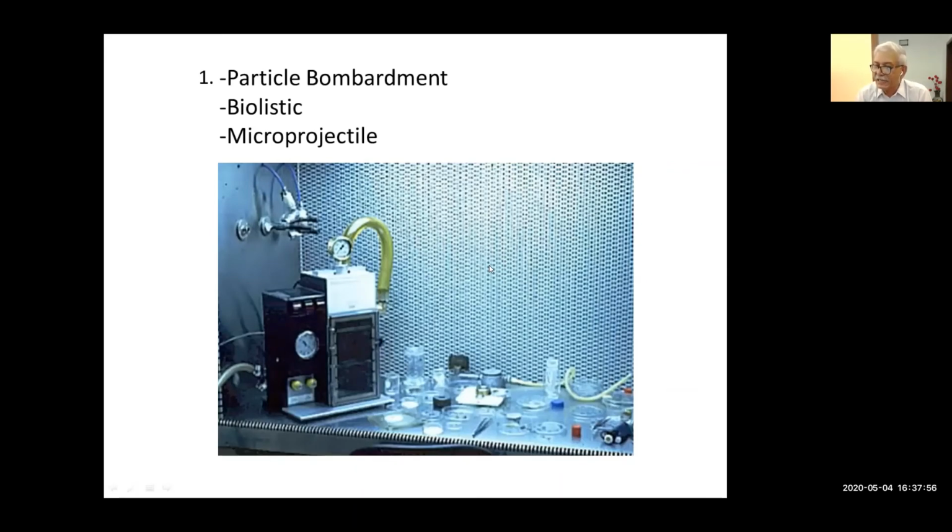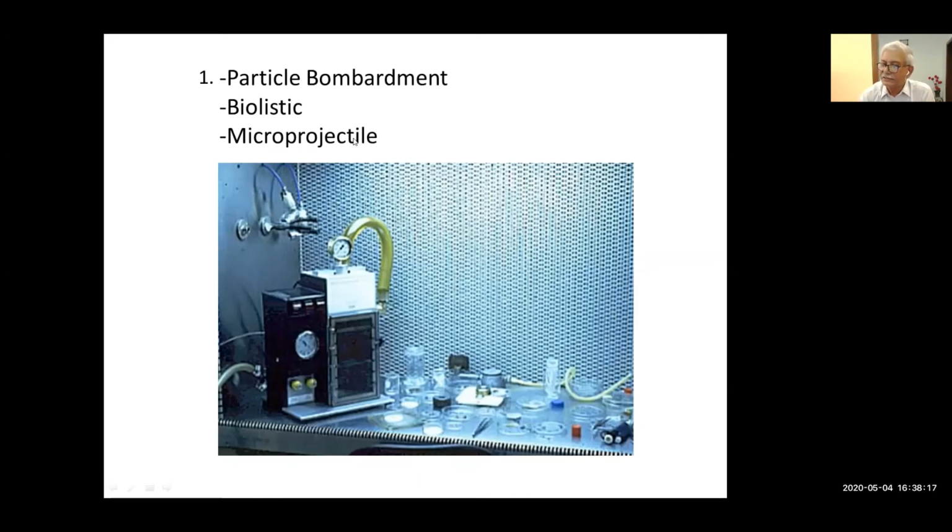We are using the same gene gun, no difference in the methodology. But some people say particle bombardment because it uses particles for the bombardment. Biolistic, I mean, there is a blast of gas here, so people say biolistic.